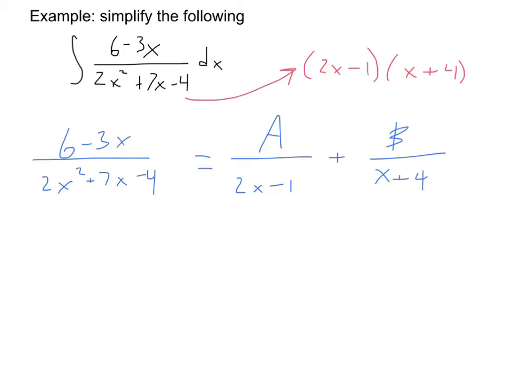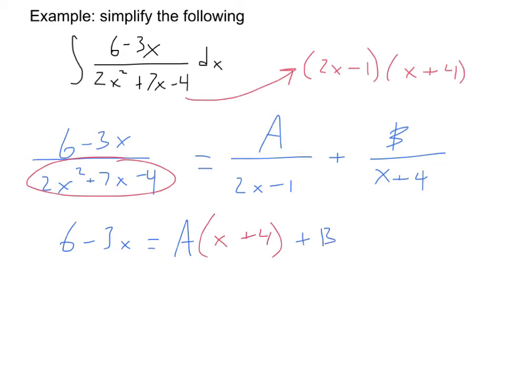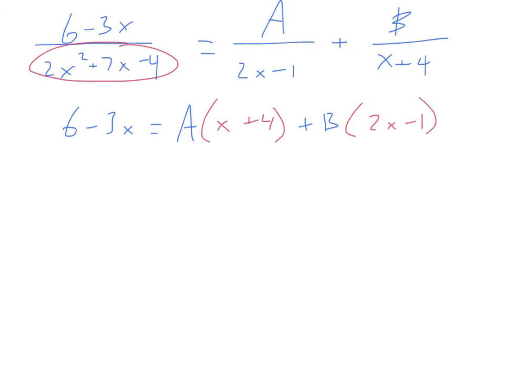The next step is that we multiply through by the denominator. When you do that, you're going to end up with 6 minus 3x equals A times the other denominator, x plus 4, plus B times 2x minus 1. And this is the point where we're supposed to choose the two convenient values of x to proceed. If you haven't already done this on your own, pause the video and work through this next part by yourself. So we should be choosing x equals negative 4 at one point and x equals 1/2 at the other.